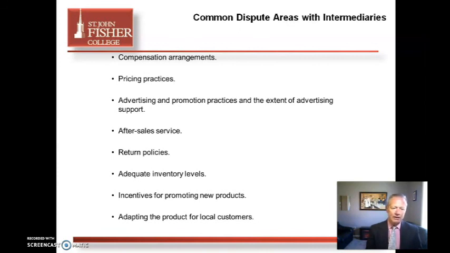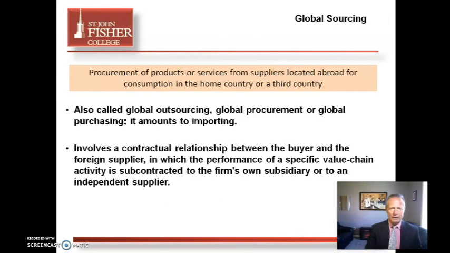Once you give it to a foreign intermediary, you do not control your pricing. So they can lower the price and make your product look cheap throughout the world, or they could gouge and not sell anything. After-sales service: if it breaks, who's going to fix it? Return policies: if the customer doesn't want it, who's responsible for it? Having adequate inventory levels and just getting payment, that compensation agreement up front. You've got to make sure you're dealing with a reputable firm, or else they will take a letter of credit, or they will take your product and do all kinds of different things with it. Another common dispute is also the gray market, which we talked about in part 1.